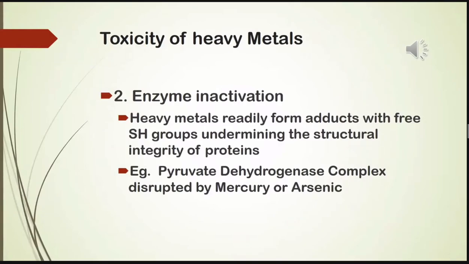The second mechanism by which heavy metals can lead to enzyme inactivation is that they would readily form adducts with anything that has a free sulfhydryl group, undermining the structural integrity of proteins. An example of this is the disruption of your pyruvate dehydrogenase complex via mercury or arsenic.